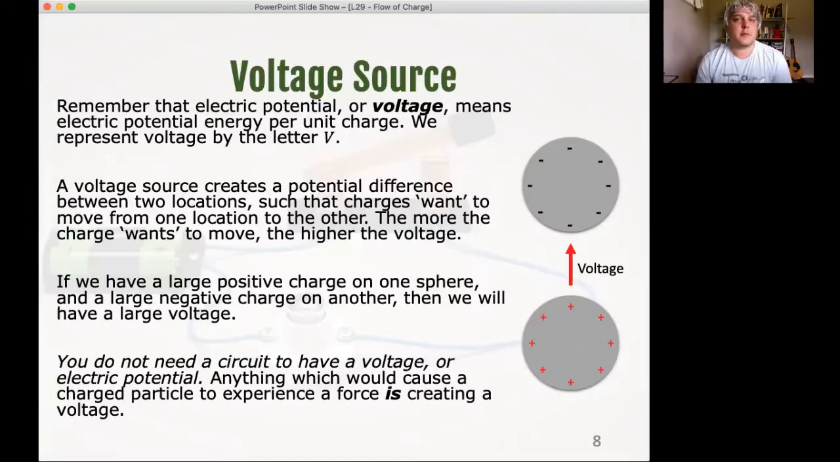A battery that says 6 volts on it, that is 6 volts regardless of whether it's connected to a circuit or not. So anything which would cause a charged particle to experience a force is creating a voltage. It's that simple. If you have something which would cause a charged particle to experience a force, then you are creating voltage. And that means if you have anything that has a charge on it itself, because as we know, that's what causes other charged particles to experience a force.